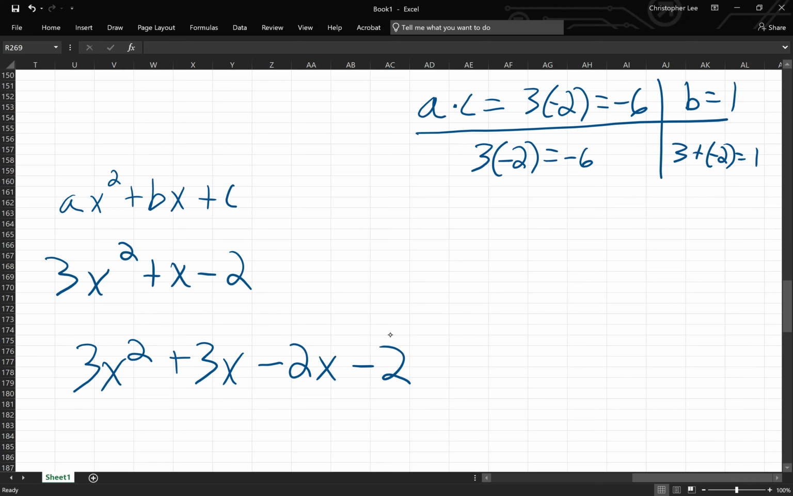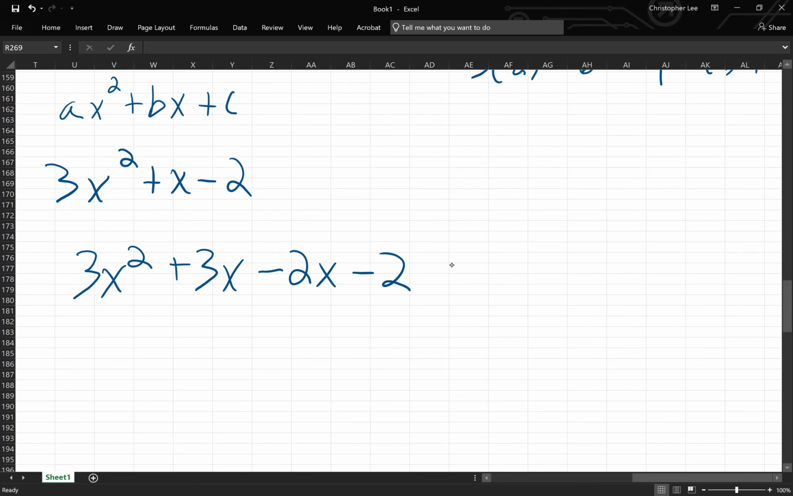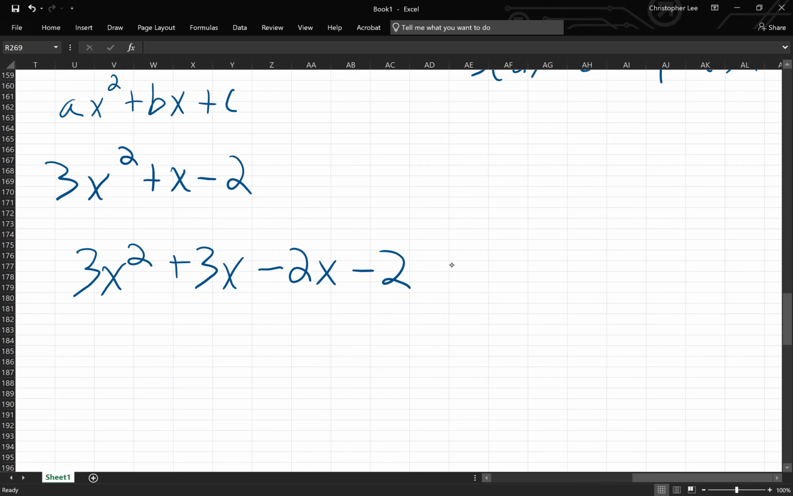It does not matter the order that you rewrite the b terms in, you will still get the same answer. I literally just wrote them in this order because I heard 3 first and negative 2 second. If you guys have them flipped around, you'll get the same answer. No problem. Now I have 1, 2, 3, 4 terms.